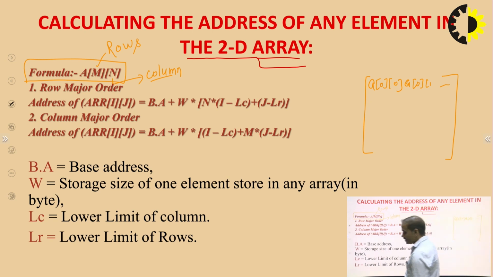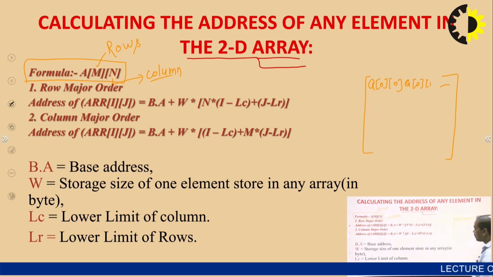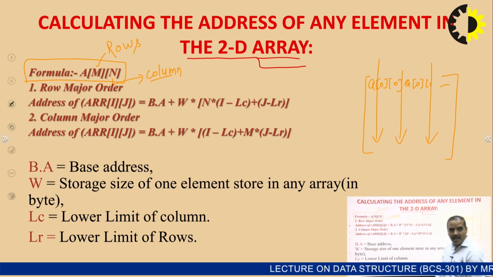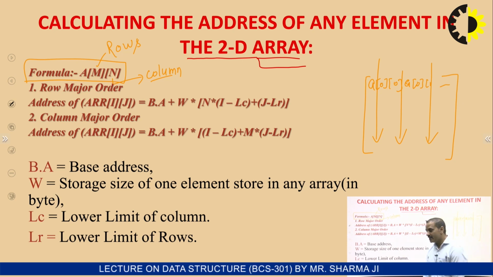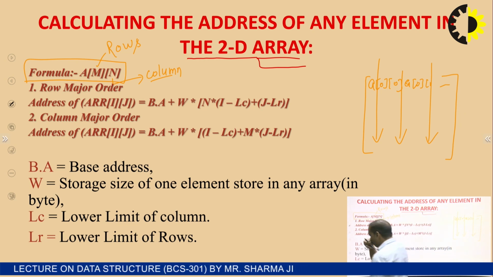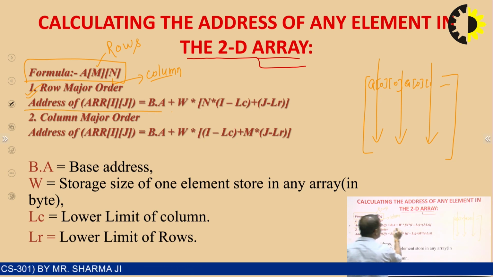Here we use two methods to represent the 2D array. The first one is row major order and the second one is column major order. In row major order, first we represent row 1, then row 2, then row 3. In column major order, we represent column 1, then column 2, then column 3. And we use two different formulas to calculate the address of an element in a 2D array. The first formula is for row major order. In case of row major order, we use this formula.